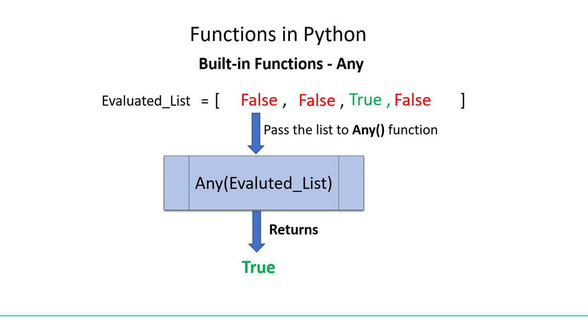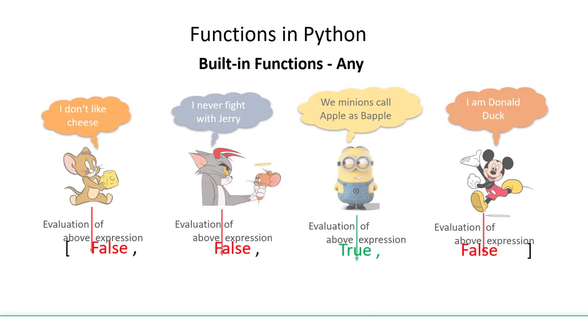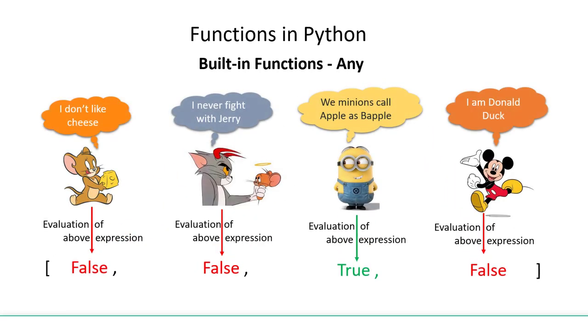Why is it so? It's purely because we have at least one value, or one expression, that is evaluated to true in our list which is passed as an argument to the any function. So that's the reason we have the return value as true. Let us now get back to our original example where we had different cartoon characters and the expressions with them evaluated to either true or false.